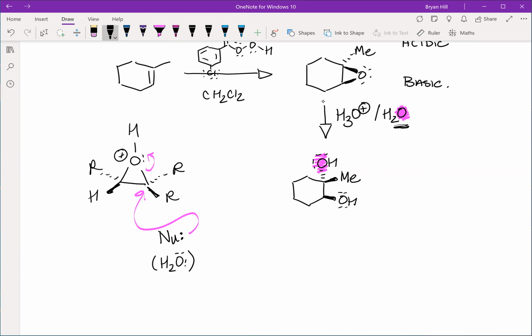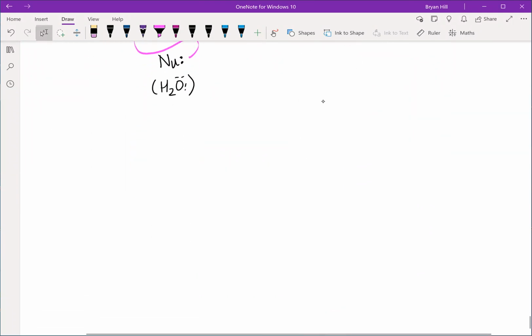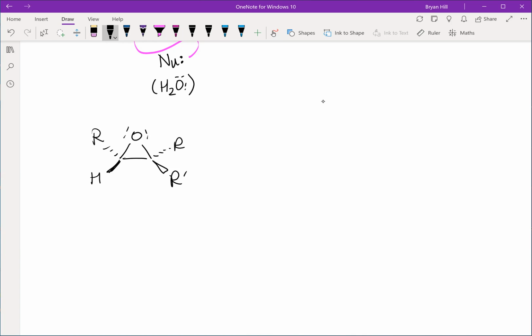Under acidic conditions, it behaves very similar to the bromonium and the mercurinium ion. So it's basically history repeating itself there. Now, under basic conditions, epoxides are attacked at the least substituted carbon. So under basic conditions, you don't need to protonate that oxygen.